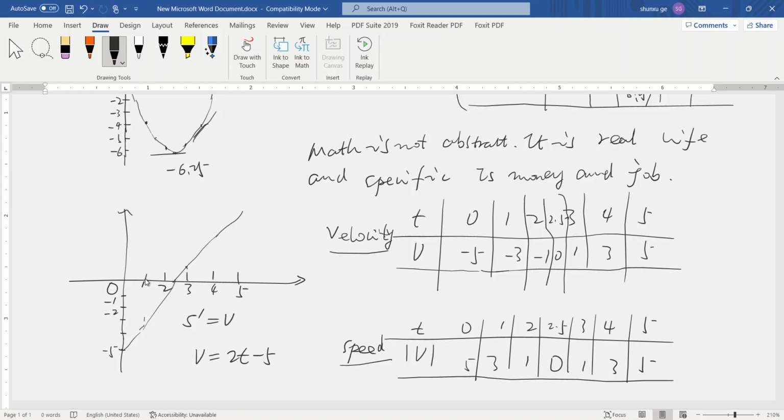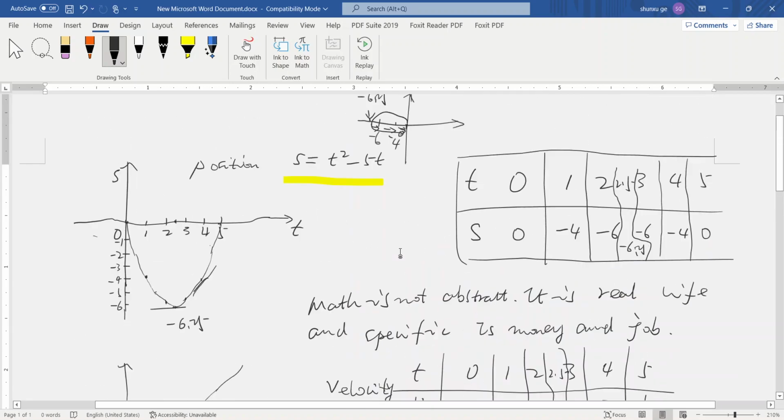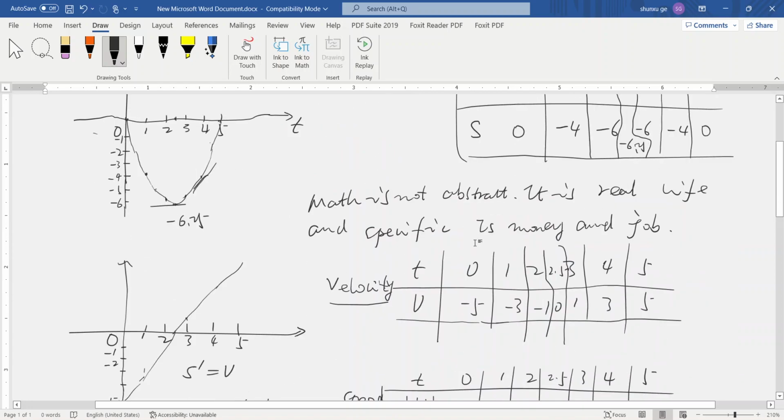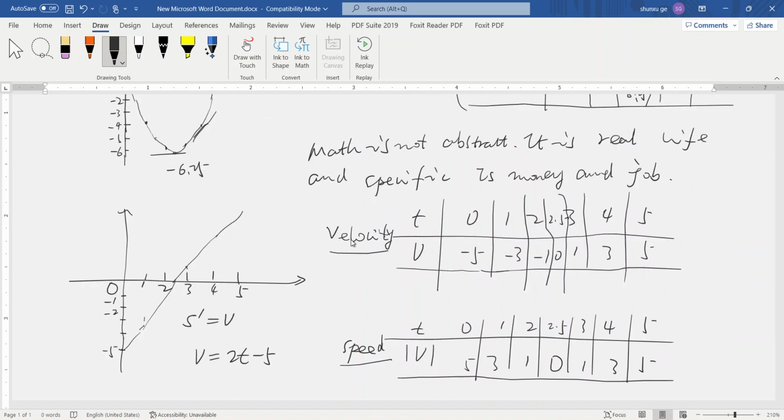This graph is not very exact, but we can see the form. When t equals 1, the velocity is different from the last graph. This is s, the position. So at t equals 1 the velocity is negative 3. When t equals 2, the velocity is negative 1. When t equals 2.5, the velocity becomes 0. Why is it like this?